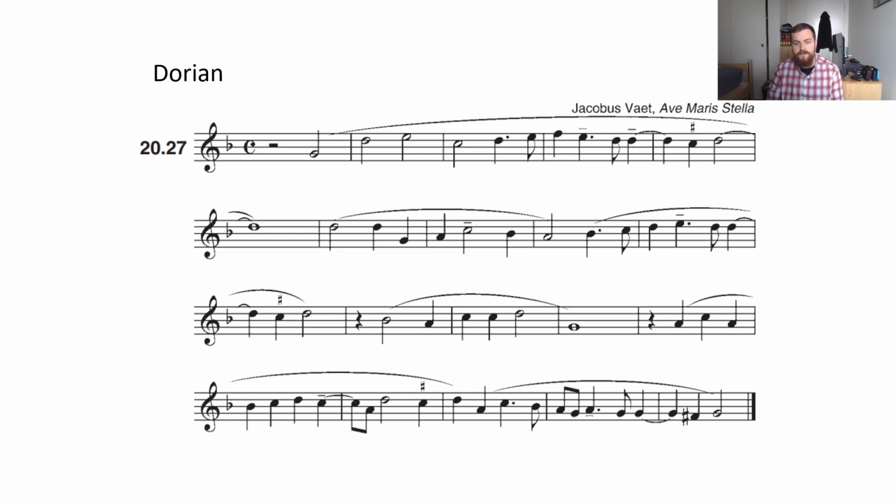Okay, so let's go ahead and try this out. This one's not too rhythmically active. It's got lots of quarter notes and half notes, so let's have this be our quarter note tempo, okay?